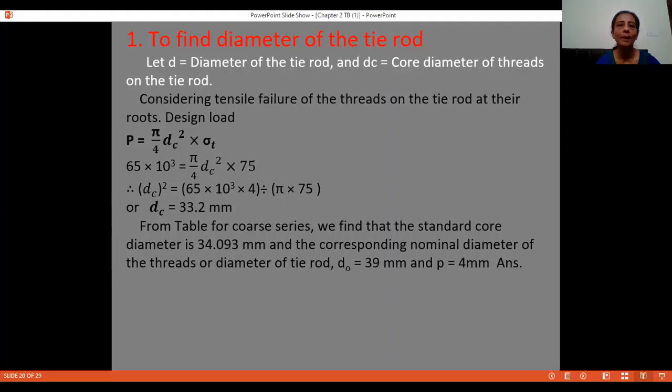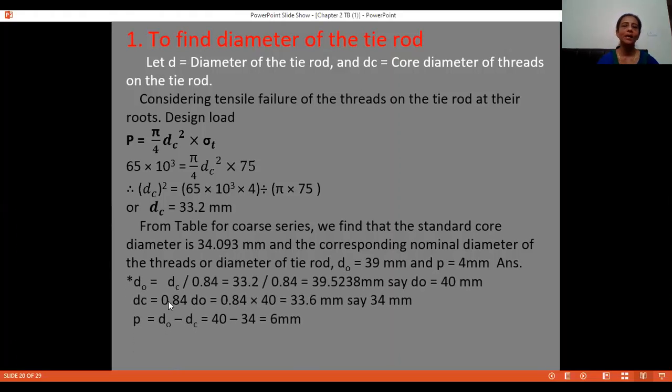After we find core diameter, the first method is to find out the nominal diameter by using the standard table given to us. There are two types of threads, coarse threads and fine threads. So here for turnbuckle, we will be using coarse threads. And from that table, the next higher value of core diameter after 33.2 millimeter is 34.093 mm. And corresponding nominal diameter is 39 mm and pitch is 4 mm. We will see the table in the next slide.